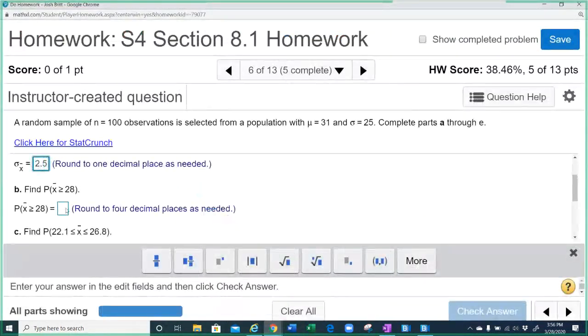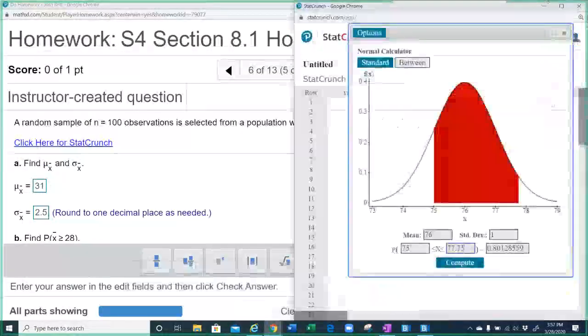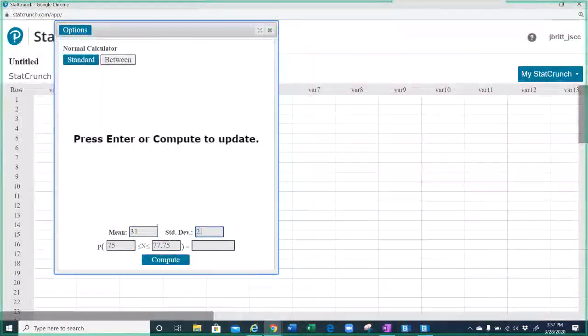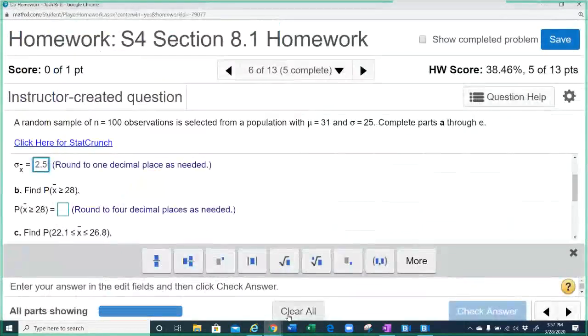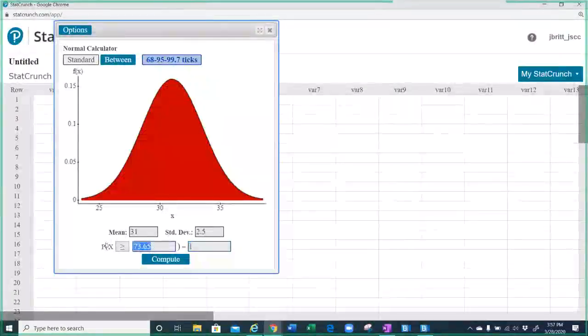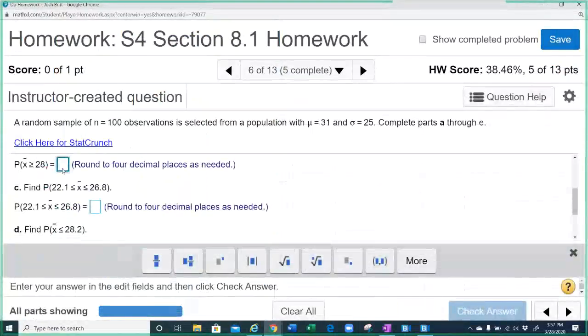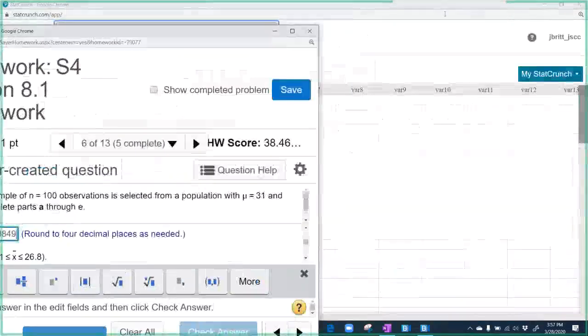And now we can find some probability. So greater than, so let's type in first our mean and standard deviation, 31 and 2.5. And now we wanted, I believe, greater than 28. So greater than 28. And we get 0.8849. And now we'll do between. So let's go over here and do between.